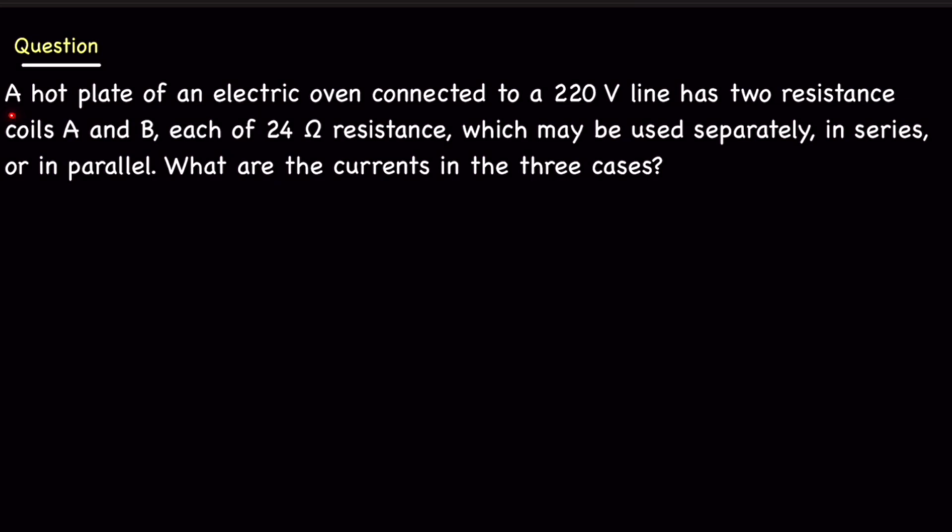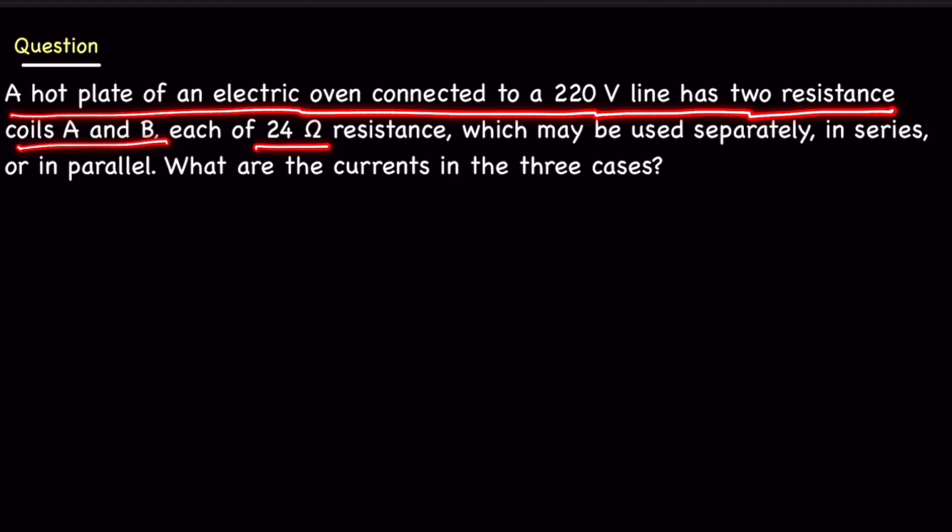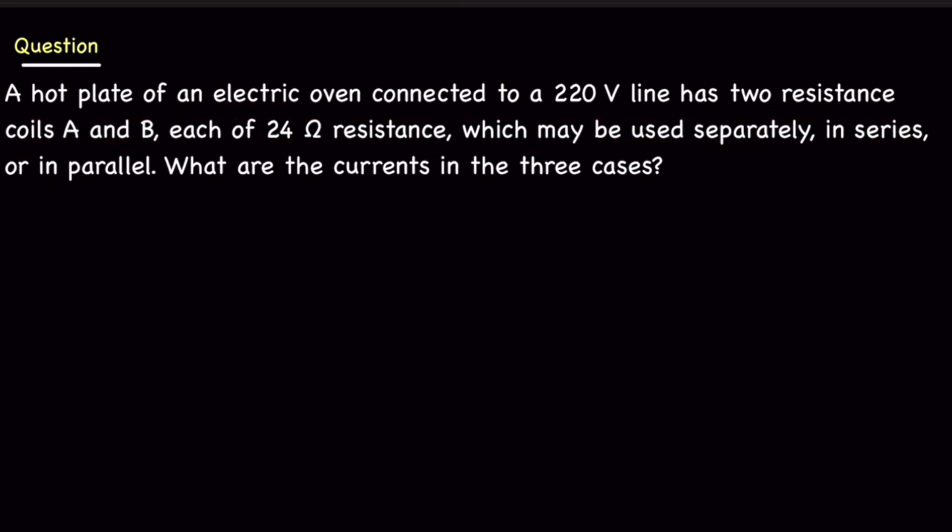In this question, a hot plate of an electric oven connecting to a 220 volt line has two resistance coils, A and B, each of 24 ohm resistance, which may be used separately, in series or in parallel. What are the currents in the three cases? Means basically we have to find the current of the three different types of arrangement. In the first arrangement, we are taking the separate resistor, then in series and in parallel.